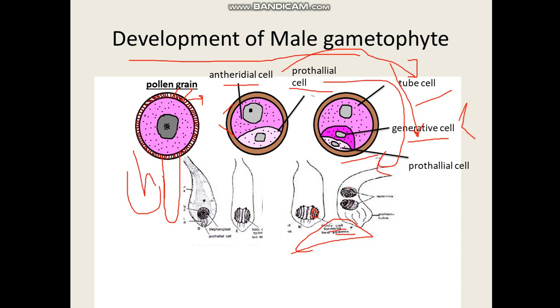These sperms have cilia on them, as you can see here. The sperms are very large in size and can be seen by the naked eye. So this is the whole development of the male gametophyte. After this, we will see the fertilization process in our further video. Thank you very much, students.